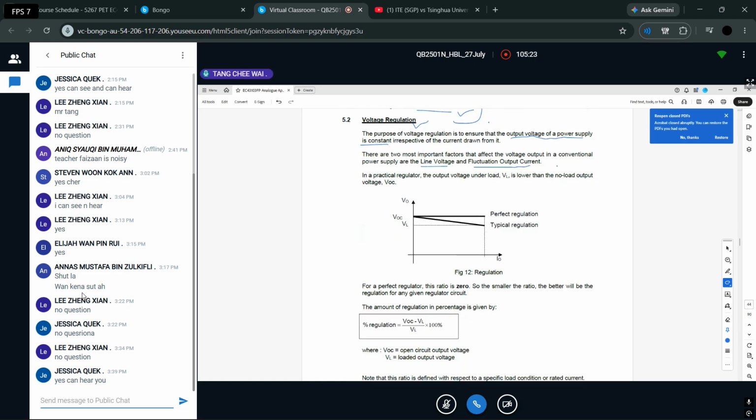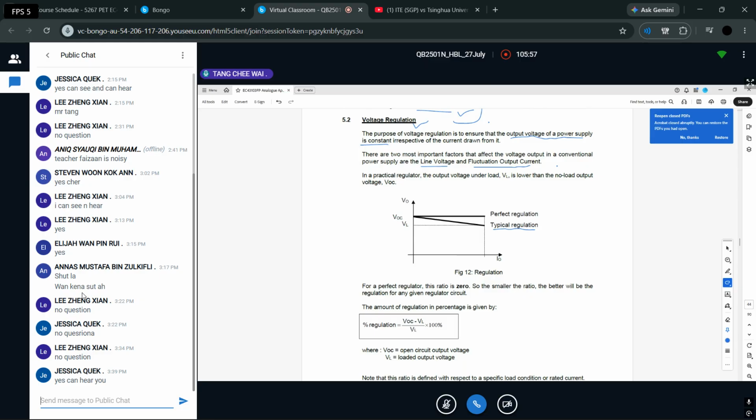In a practical regulator, the output voltage under load is lower than the no load voltage. No load means the device is not connected there. So they said in a practical regulator, the output voltage under load is lower than the output with no load. This is what they say is typical.